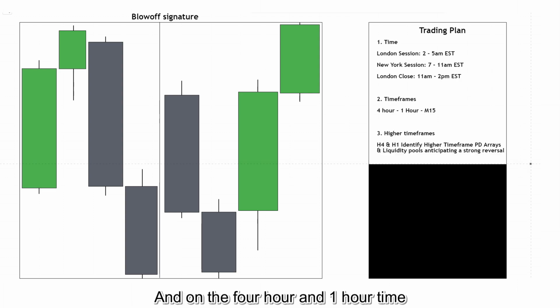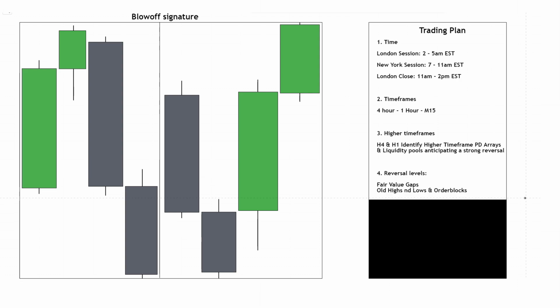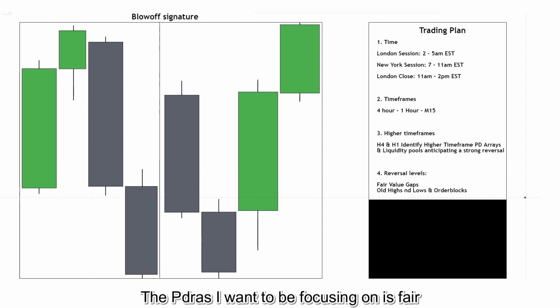And on the 4 hour and 1 hour time frames, we want to be identifying PD arrays and liquidity inside the marketplace on the higher time frames as areas where price can see a strong possible reversal. The PD arrays I want to be focusing on are fair value gaps, old highs and lows, as well as order blocks, as these are reversal levels where the marketplace could see a strong rejection.